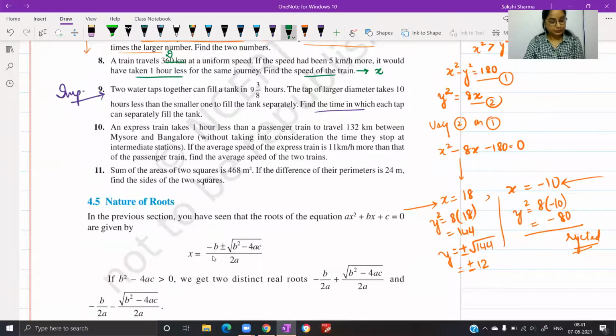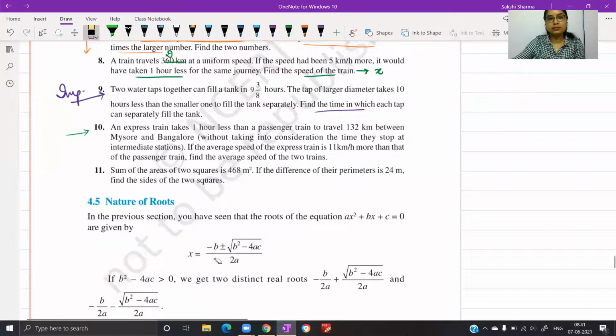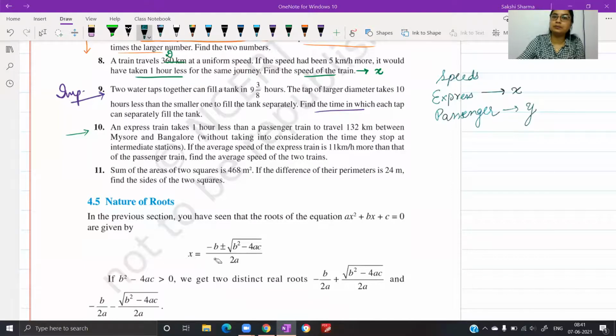Karanpreet, yes, ma'am. Beta, how would you begin? Ma'am, first of all, we will let the average speeds of the two trains be X and Y. Okay, let's take for the express train, we are assuming the average speeds, X, and for the passenger train, Y.